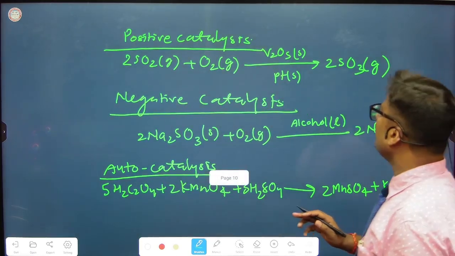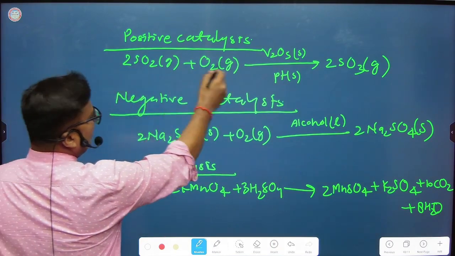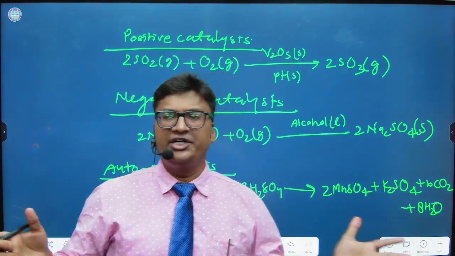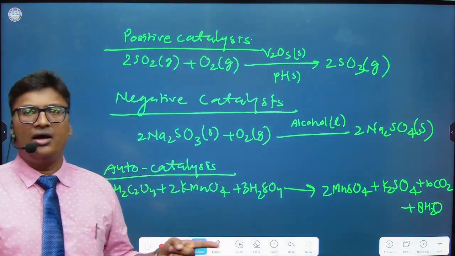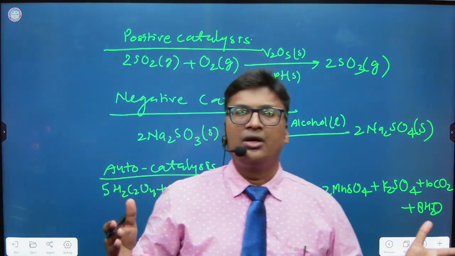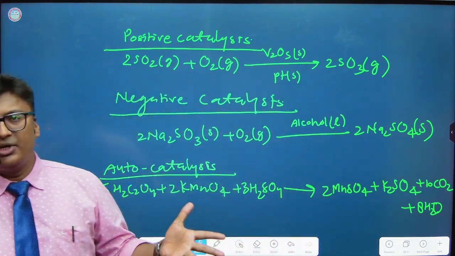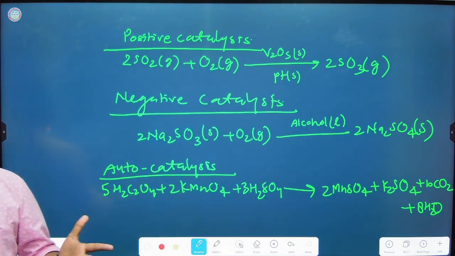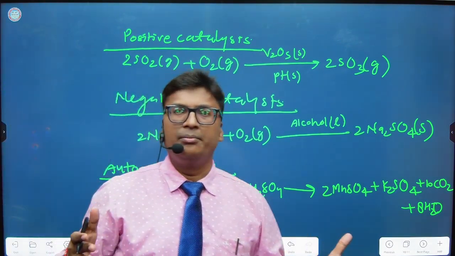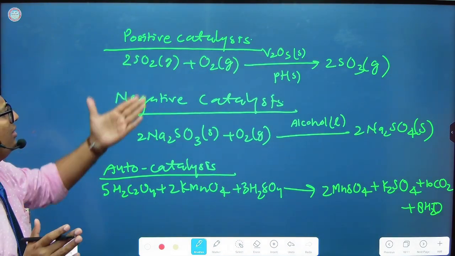Now another kind of catalysis is positive catalysis. As you know, it has a name, positive catalysis. It means the positive impact of the catalyst. So a catalyst can be used to enhance or increase the rate of a particular kind of reaction, so that we can get the desired product in a major amount. So this is positive catalysis.